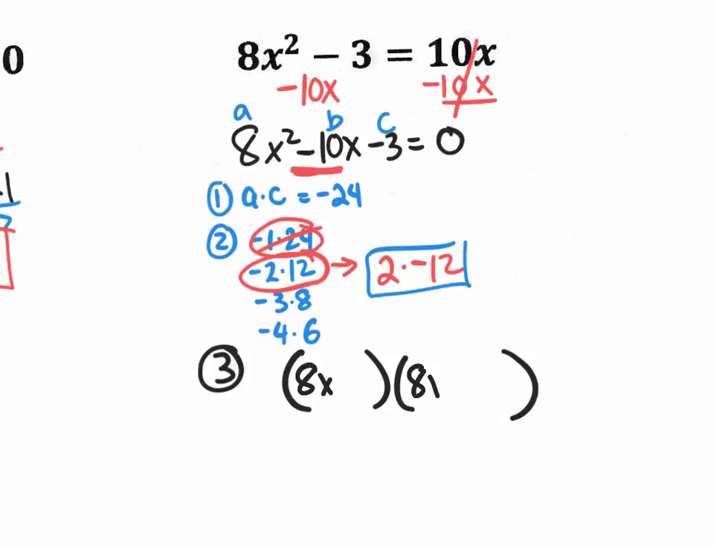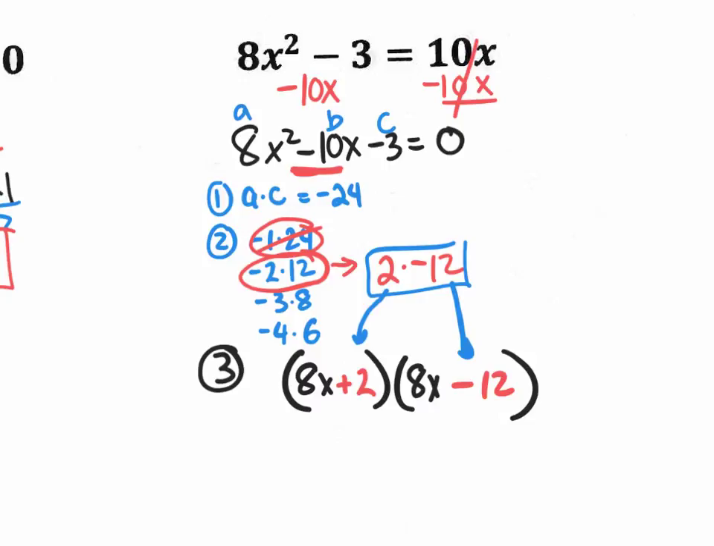8x, 8x. And then we take the pair of numbers from step 2, we take that 2 and put it right there. It is a positive 2. And then we take the negative 12 and put it right there. So I'm going to put minus 12. So it looks like that's our answer, but it's not, because if you actually distributed 8 times 8, that would give you 64, not 8. So what we do to remedy that problem is to reduce the binomials by the GCF of each.